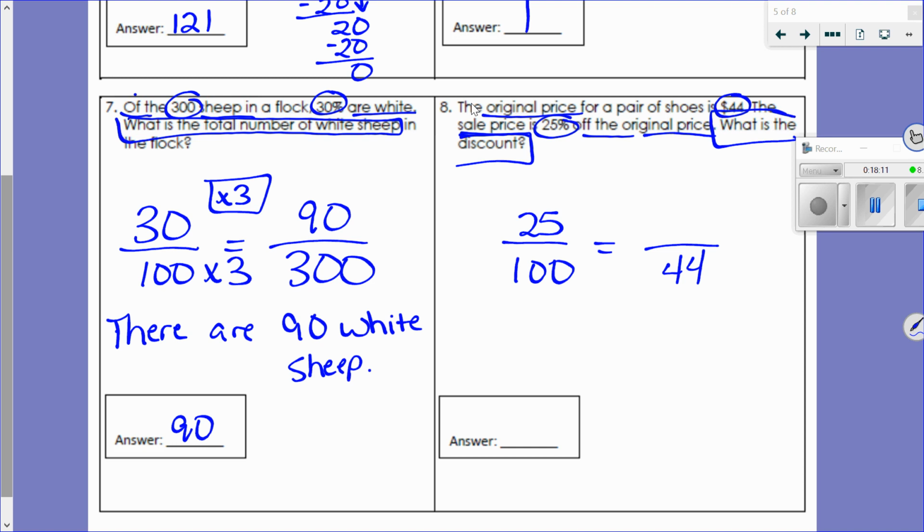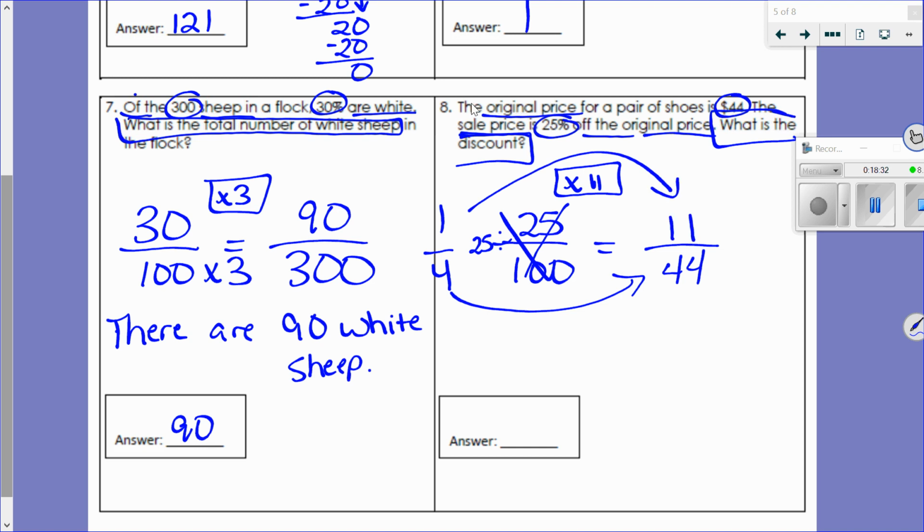Is there something I can do to 100 to get to 44 evenly? No, but I can simplify. What can I simplify by? Okay, 25, and that gives me 1/4. What can I do to 4 to get to 44? Times 11. So what is 1 times 11? 11. So my answer is 11, but am I done? What do I have to do? Write a word answer. My discount is $11. Any questions about those problems?